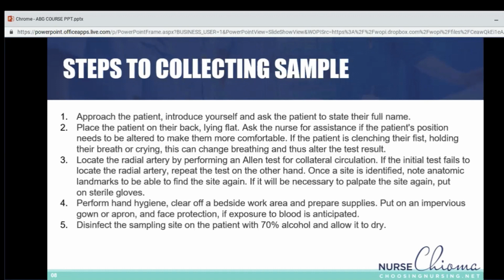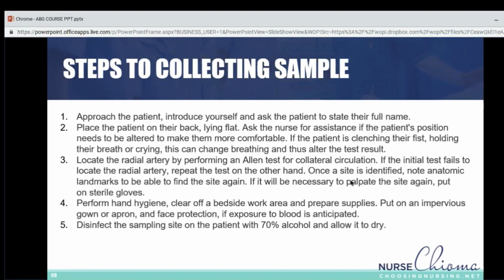Then you're going to perform hand hygiene, cut off any bedside work area, prepare the supplies, put on an impervious gown or apron and face protection, especially if you anticipate that a lot of blood will be exposed. Put on something to cover your face, especially if the patient has MRSA or some type of contact or droplet precaution, anything of that nature. You should definitely cover your face. You want to disinfect the sampling site on the patient with 70% alcohol and allow it to dry.